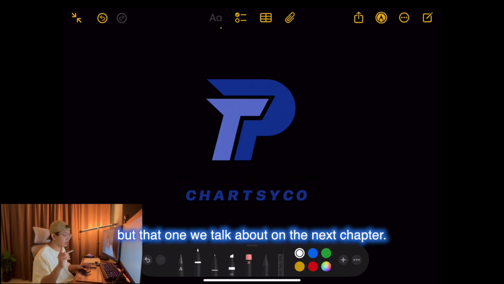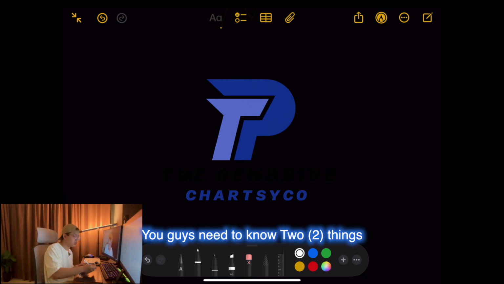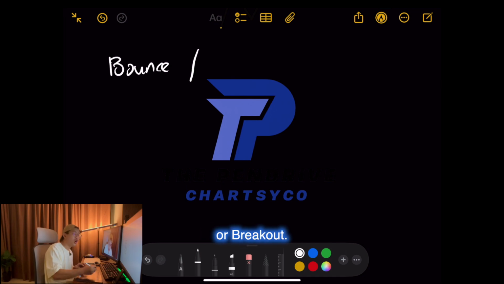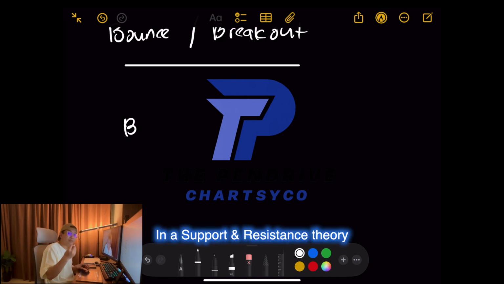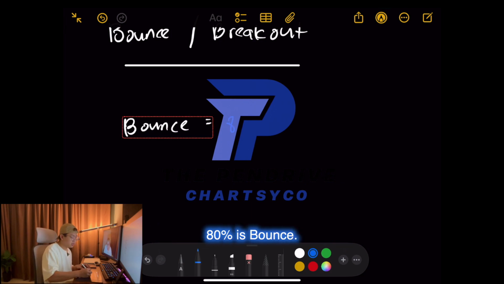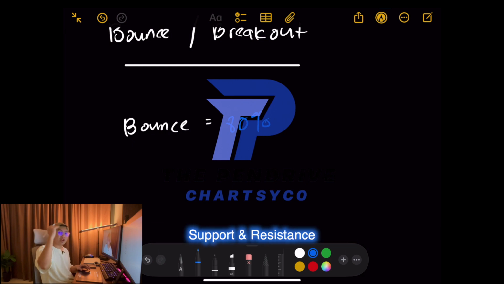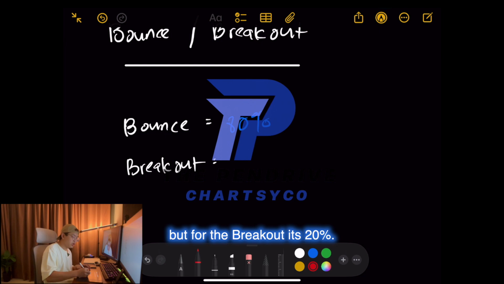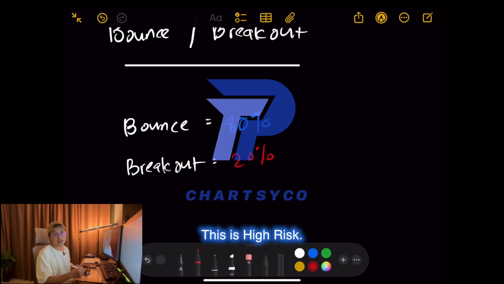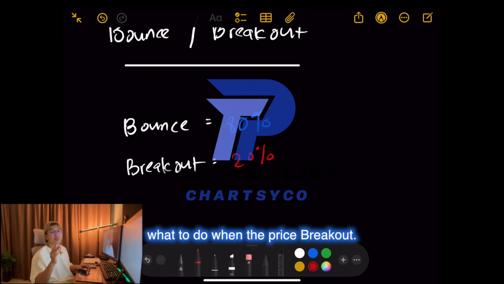As for now, when the price comes to the support and resistance, you guys need to know two things. It's only bounce or breakout. In a support and resistance theory, you must understand that 80% is bounce, meaning that when the price meets the support and resistance, it will bounce first. But for the breakout, it's 20%. This is high risk. When it's high risk, it's high return. But there's a strategy for you guys to know what to do when the price breaks out.